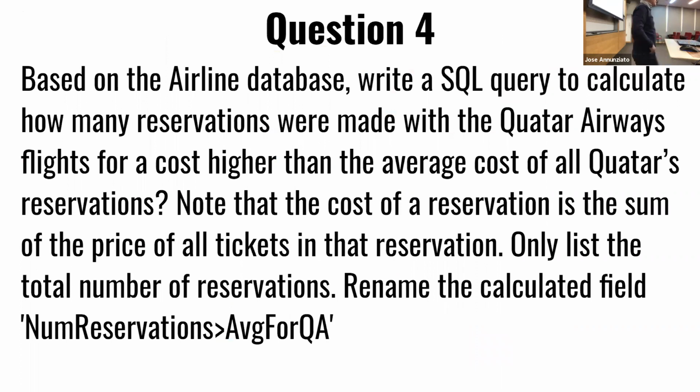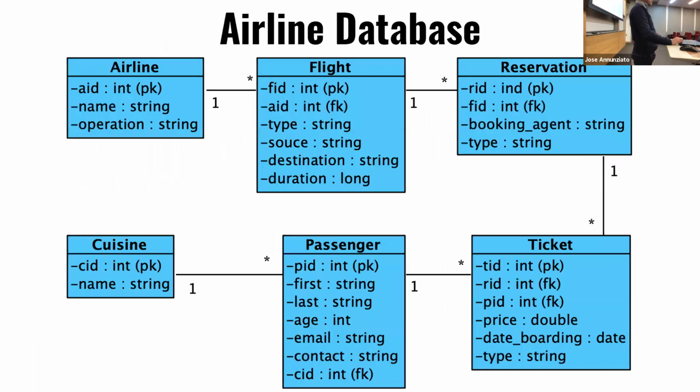So in this one it says, based on this database, which is almost the same thing, right? It's got just a couple of one-to-manys and one many-to-many. You have airlines on the left-hand side, you have flights, you have reservations in between, you have the tickets that say this passenger has tickets on that reservation, and passengers might have selected a particular cuisine, something to eat. But other than that, it's almost identical to the other one.